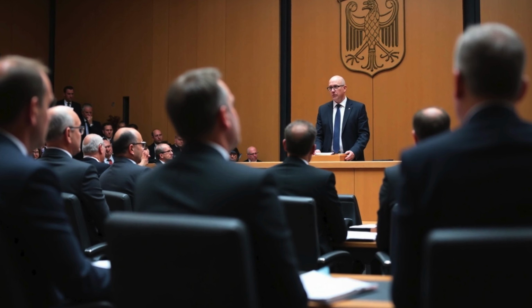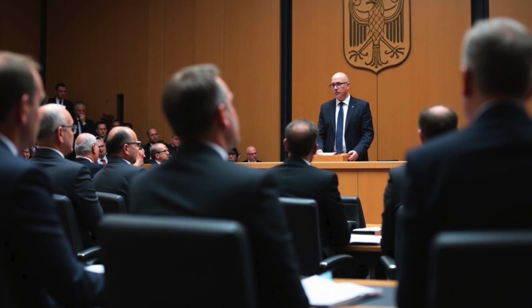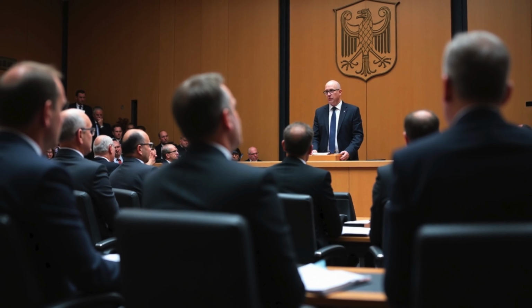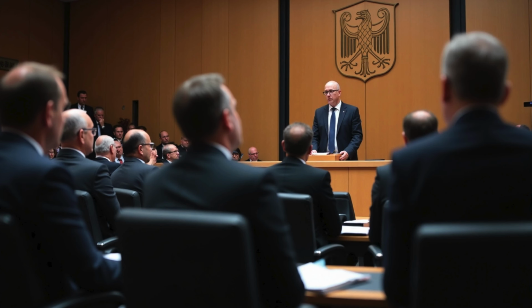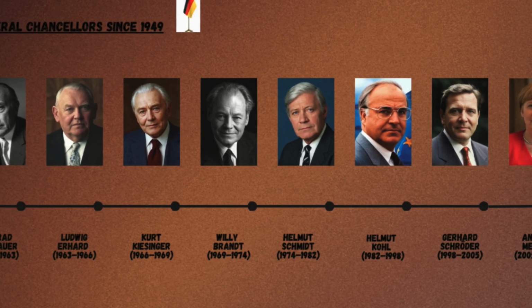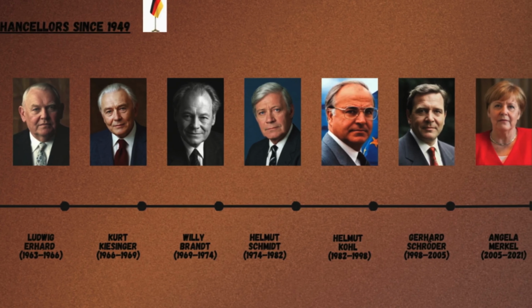The Chancellor has a lot of power. They decide the composition of the government and the tasks of the ministers. The Chancellor can also ask for a vote of confidence from the Parliament. If they don't get enough support, the Parliament can be dissolved, and new elections can be called. Only 8 people have held this role since 1949, showing its stability.